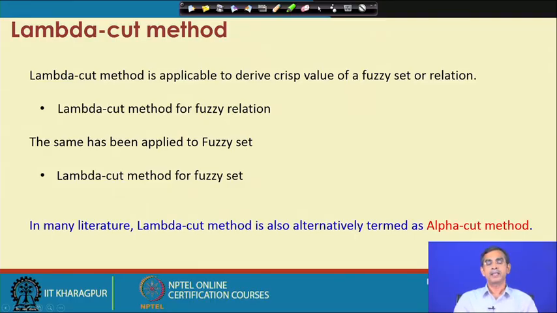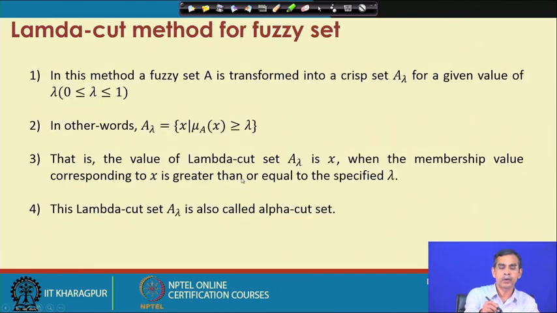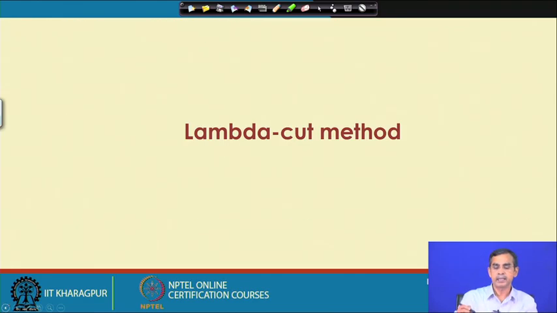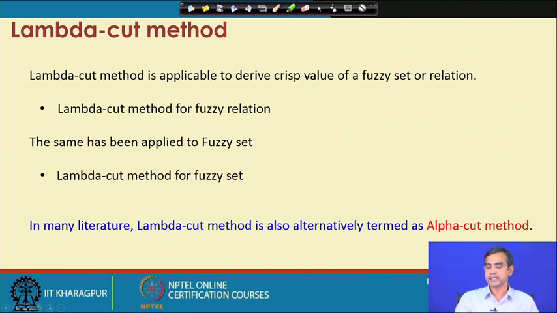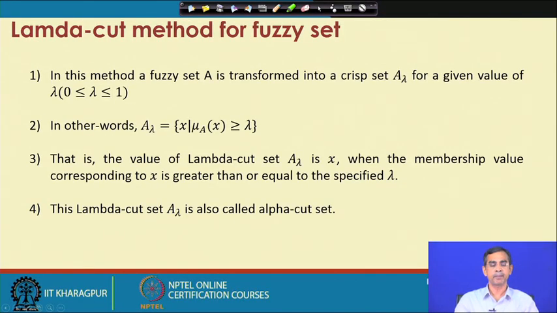Now, the Lambda-cut method is a very popular method already known in the context of crisp theory, crisp algebra, that means in the context of set algebra or Boolean algebra. The same thing can be extended in the context of fuzzy theory. So, there is the Lambda-cut method for fuzzy relation and the Lambda-cut method for fuzzy set. We will discuss first the Lambda-cut method for fuzzy set and then for fuzzy relation.